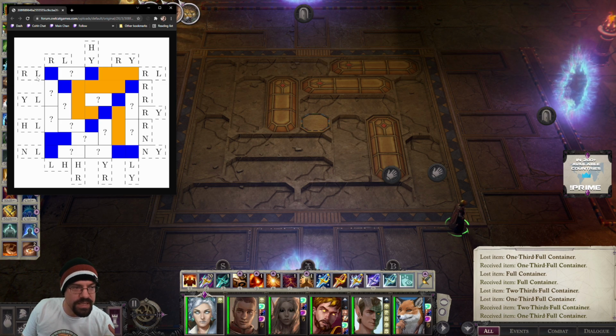If we folded them in, then it would be a mirror image. So RL would become LR, and RL would still be RL. So that would be reversed. So L would be here, R would be there.